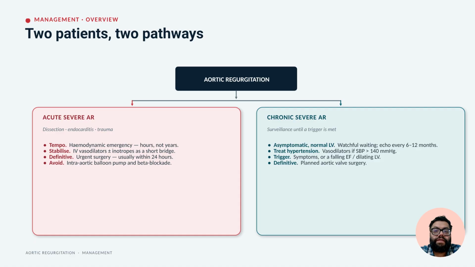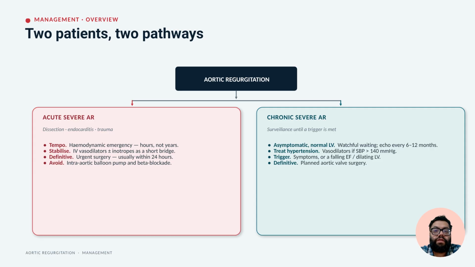Before the details, fix the big picture. Aortic regurgitation walks through your door as one of two completely different patients, and they go down opposite pathways. On the left is acute severe AR, think dissection, endocarditis, or trauma, which is a hemodynamic emergency measured in hours.